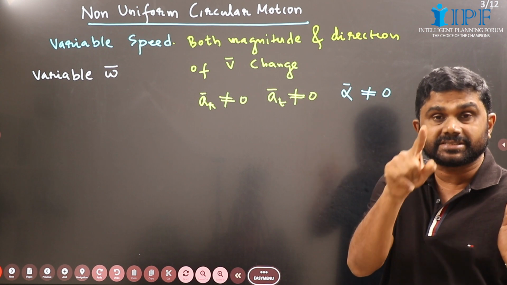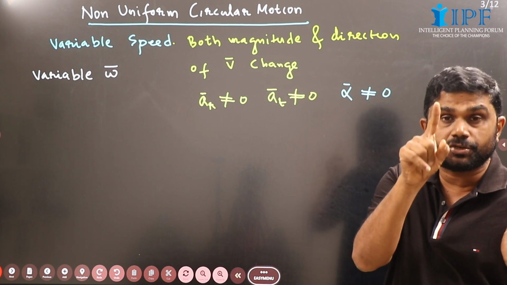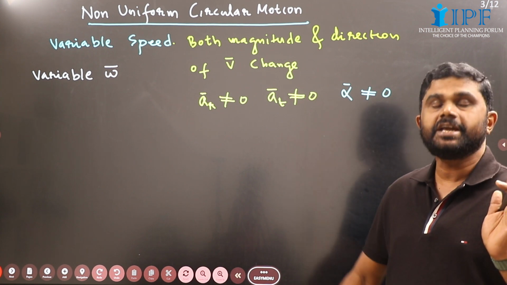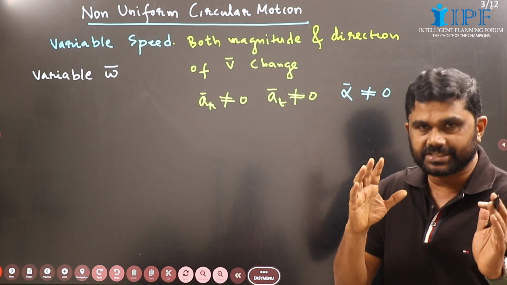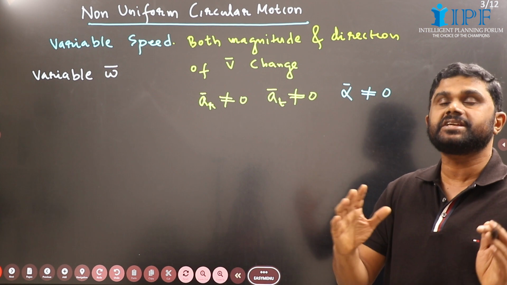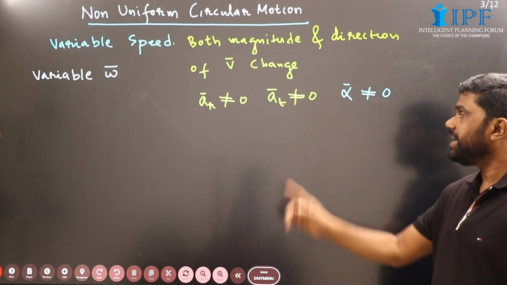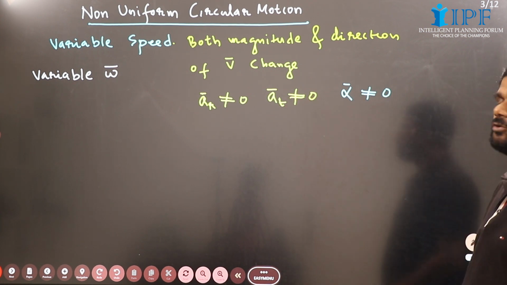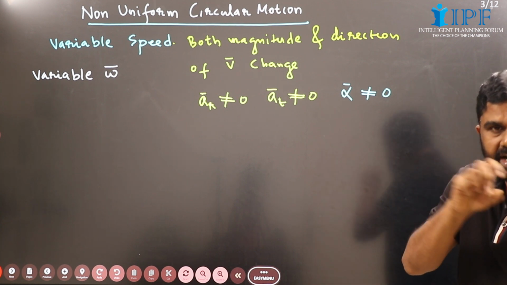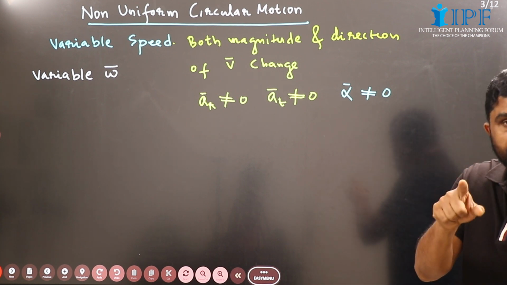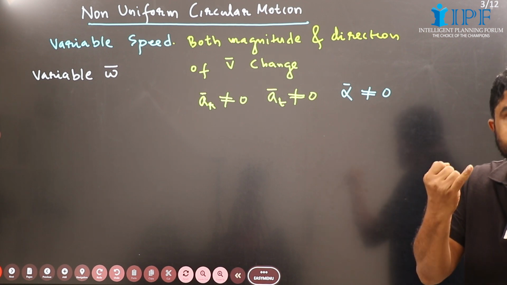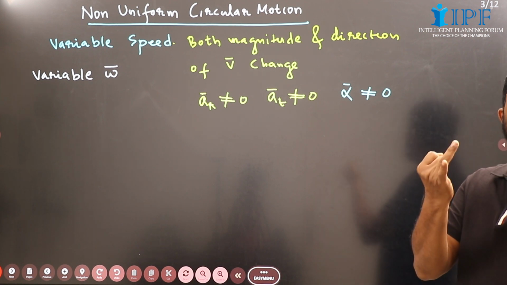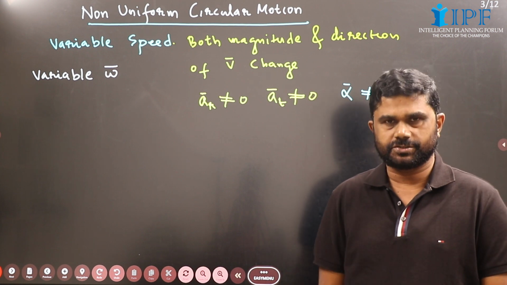But tangential acceleration will be there only when the magnitude of velocity changes. Here the magnitude also changes, so it experiences tangential acceleration also. Means AT not equal to 0. If AT not equal to 0, then alpha not equal to 0. There is angular acceleration. So the angular velocity omega is not constant. Omega varies, direction of linear velocity varies, magnitude of linear velocity varies.